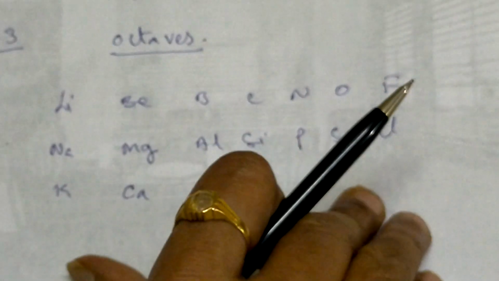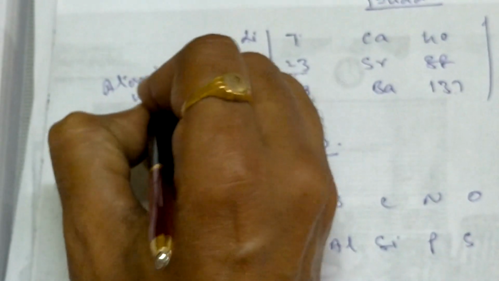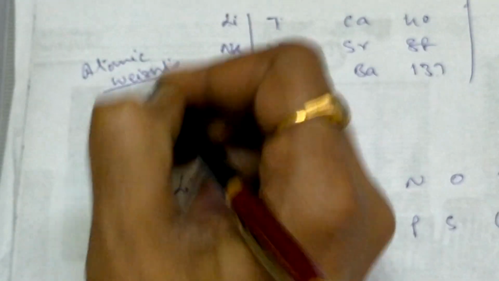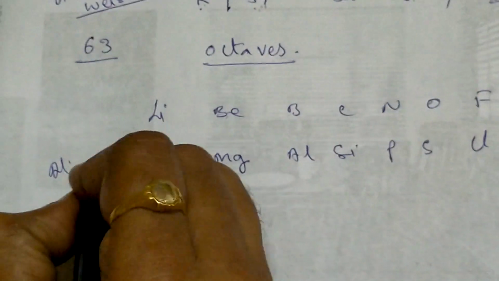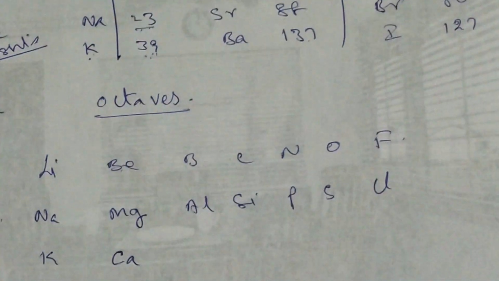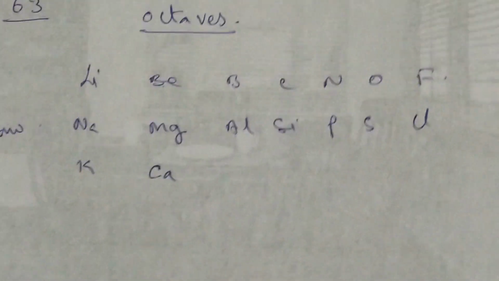Here also, remember, it is atomic weights. But every 8th element will have the same properties. In the triad he made it the third, here it is not the third, it is the 8th.